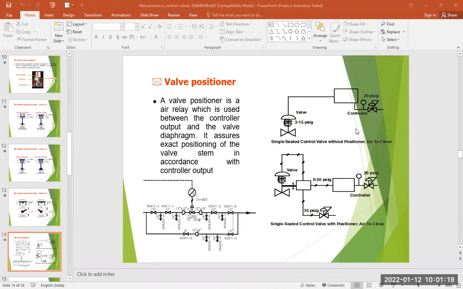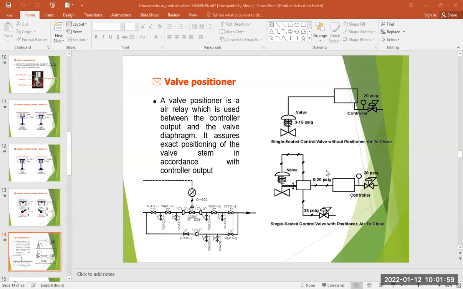So here we see two circuits. That is a single seated control valve without a positioner system, that is the air to close system. This is one valve, and here also a spring type single seated valve is attached. Another one is a valve that controls the air pressure. This is the air pressure limit, that is 20 psig. Another one is this valve, which controls the pressure 3 to 15 psig. This is basically a single seated control valve without any positioner system.